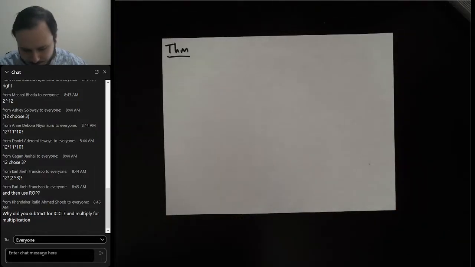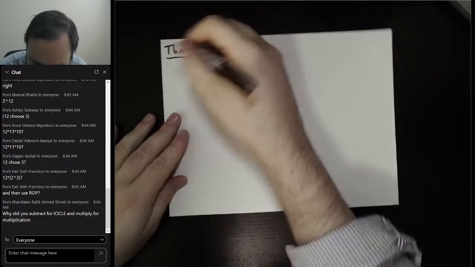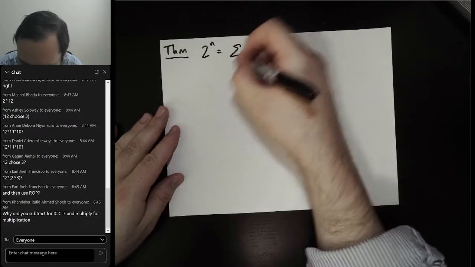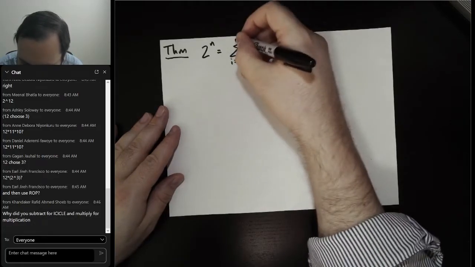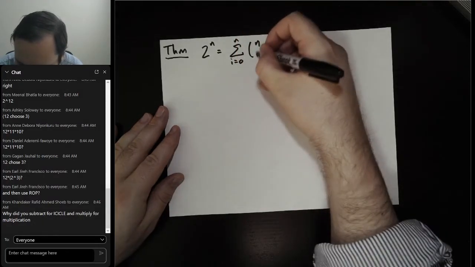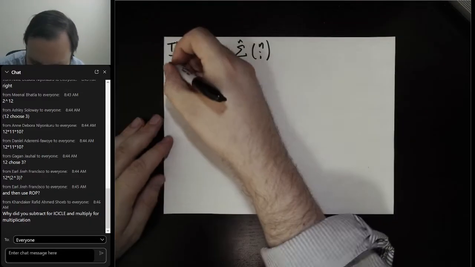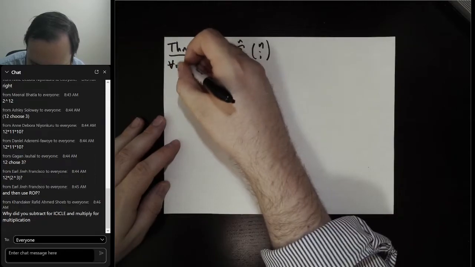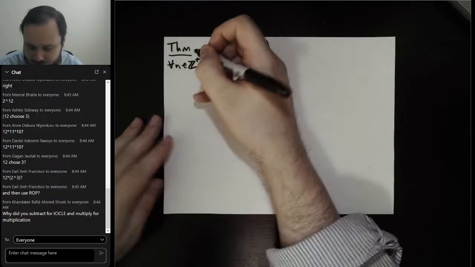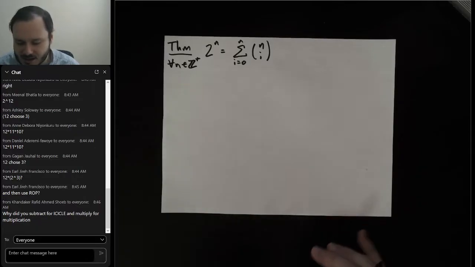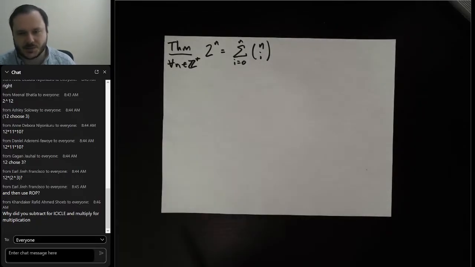Theorem. 2 to the n is equal to the sum from i equals 0 to n of n choose i. And this is for all n positive integer. Really, I guess, I mean non-negative integer, but I'll stick with positive integer for now.